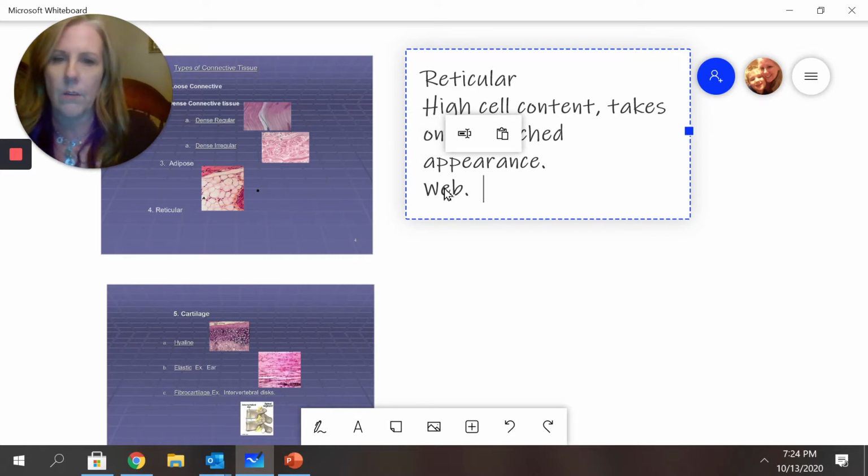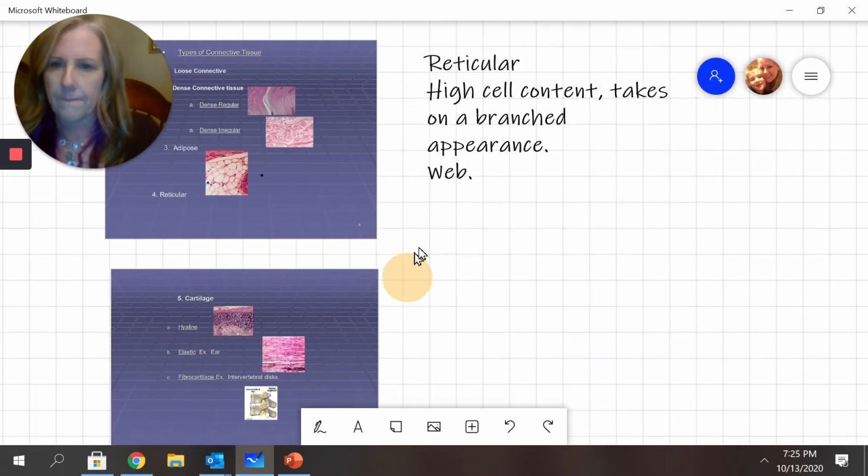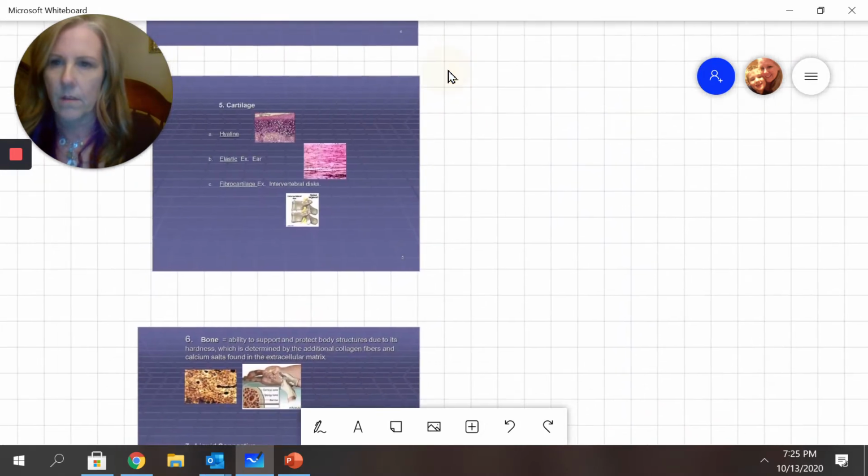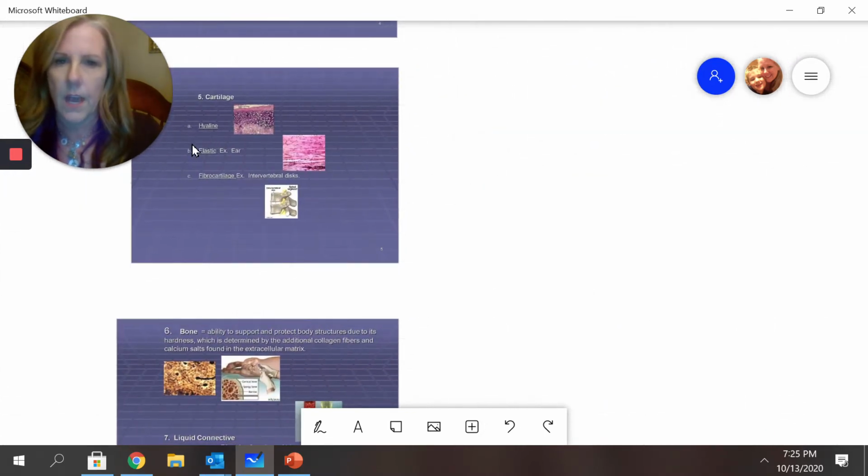So if you ever wondered how your blood vessels stay in place, it has to be because of the reticular connective tissue that surrounds the blood vessels. Okay, so that's it for reticular. As we get to different organ systems and organs, when it becomes significant, we'll pull that up again. So just remember, when we're talking about the tissues, we're just touching on the main subjects.